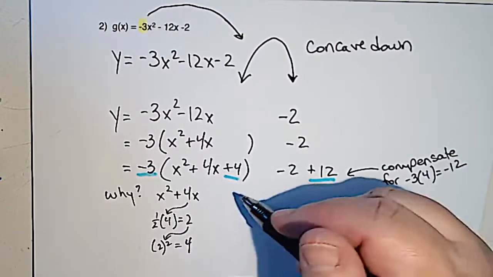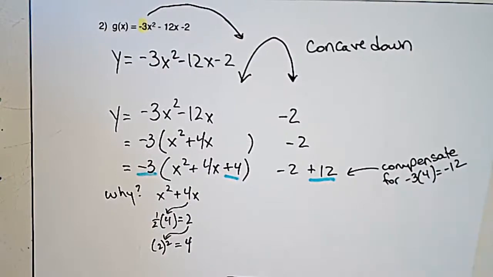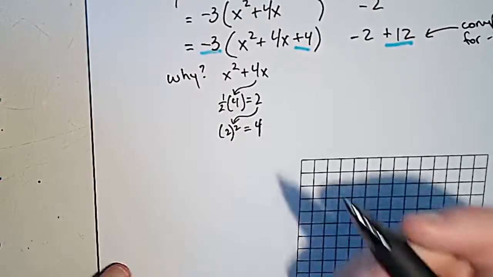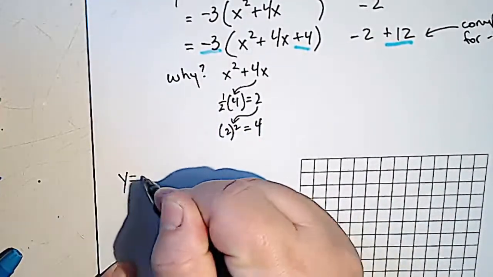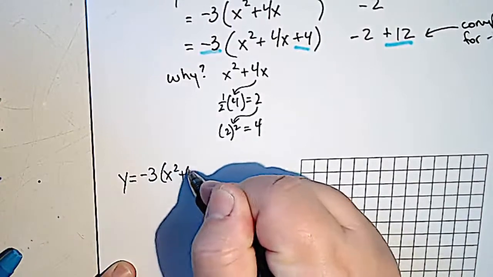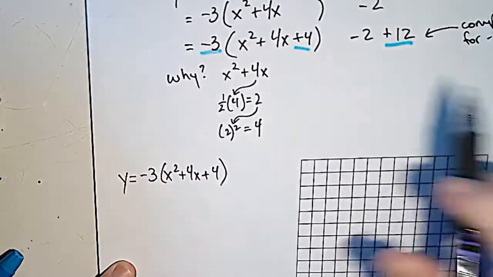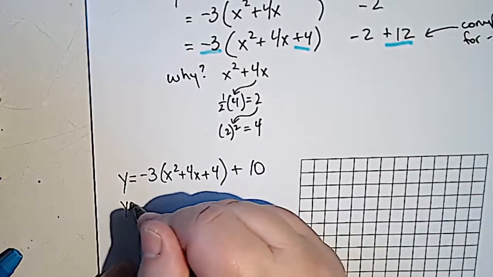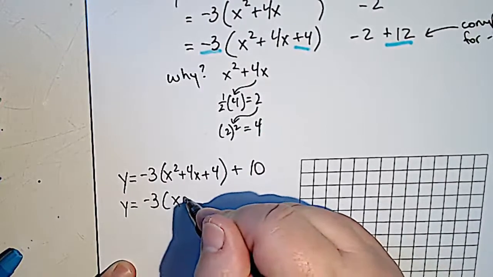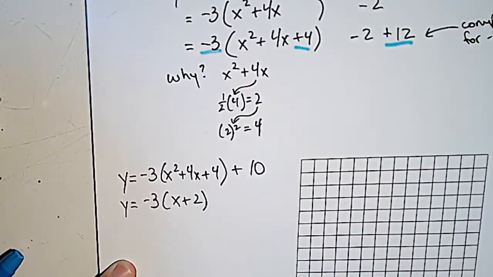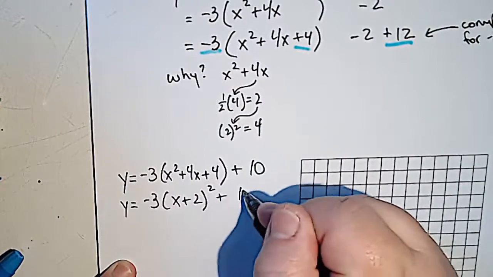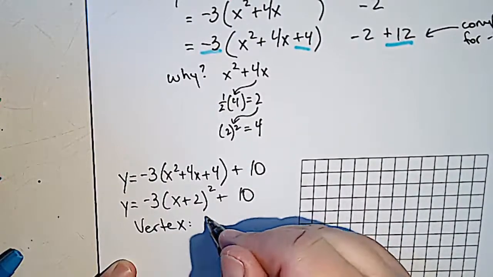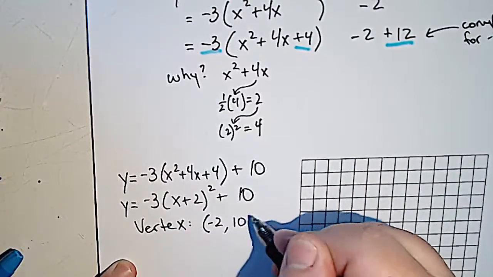So where are we going to go next? That's a good question. You know what? I'm not going to try to smash it all close like I normally do. I'm going to come down here. I've got y equals negative 3 times x squared plus 4x plus 4. And on the outside, I have plus 10. This becomes y equals negative 3 times the quantity x plus 2 squared plus 10. My vertex is at negative 2 comma 10.